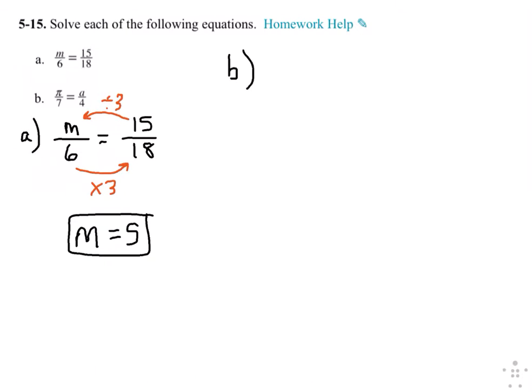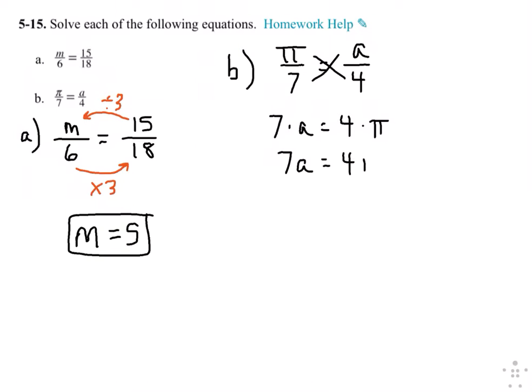For B, we have pi over 7 equals a over 4. So clearly we're solving for a, right? So I can cross multiply, right? So I get 7 times a equals 4 times pi, right? So 7a equals 4 pi.